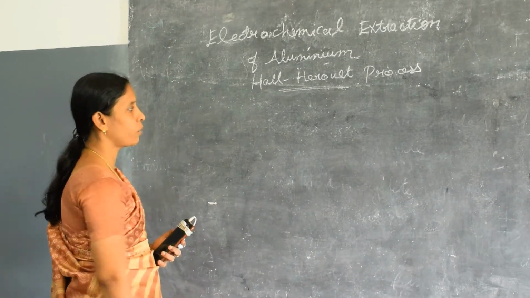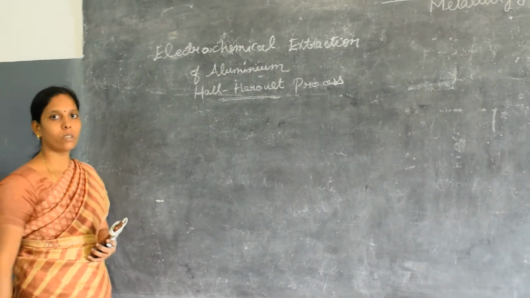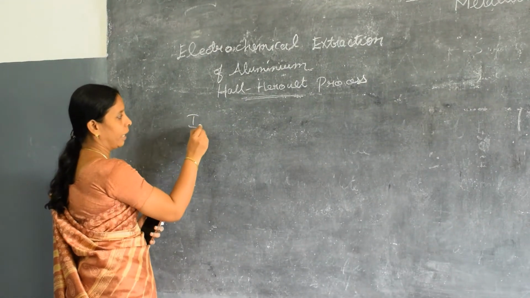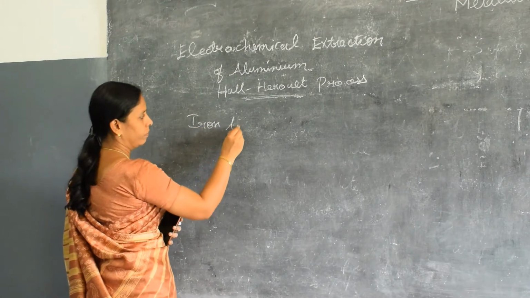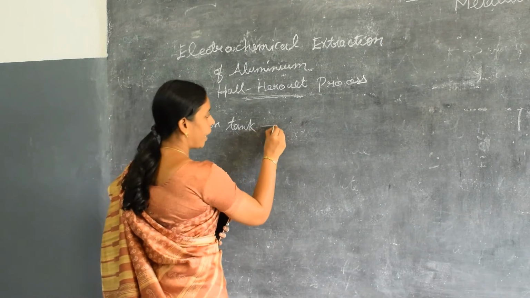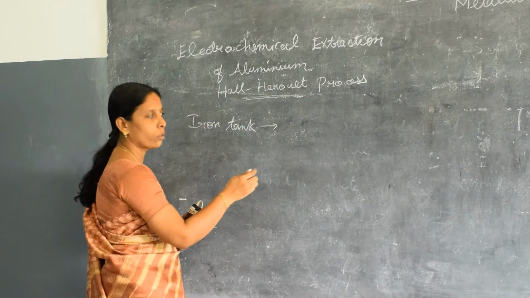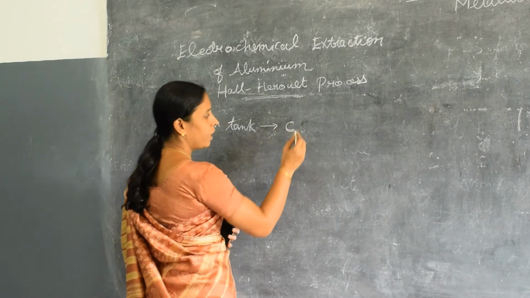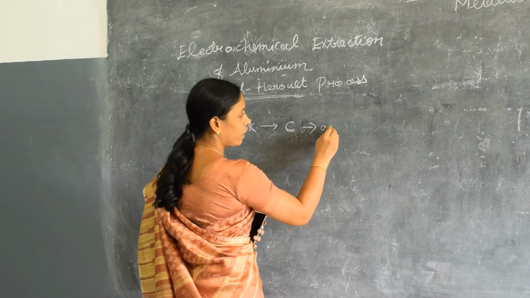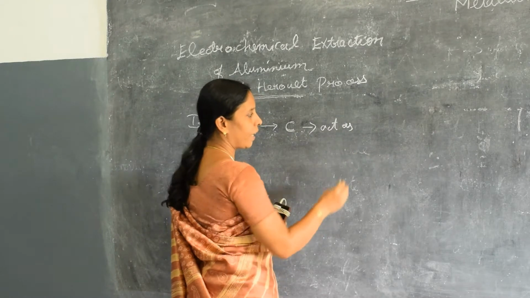In this process, the electrolysis is carried out in an iron tank. The iron tank is lined with carbon, and this carbon acts as a cathode.